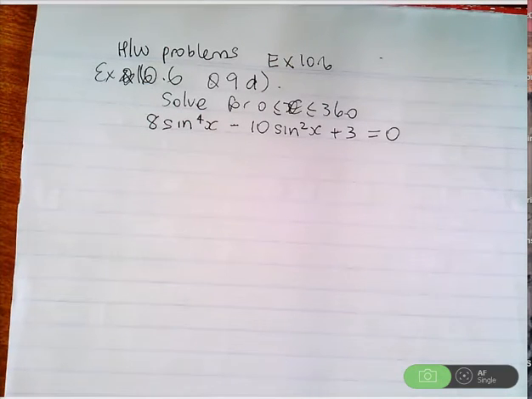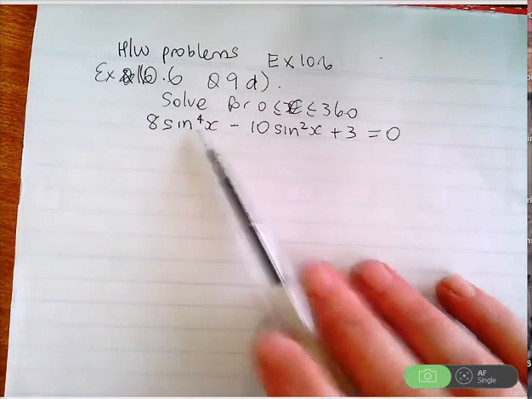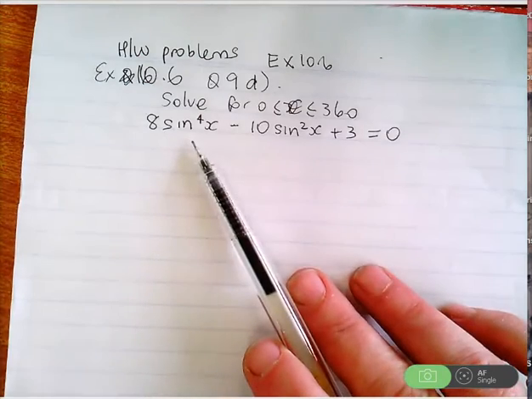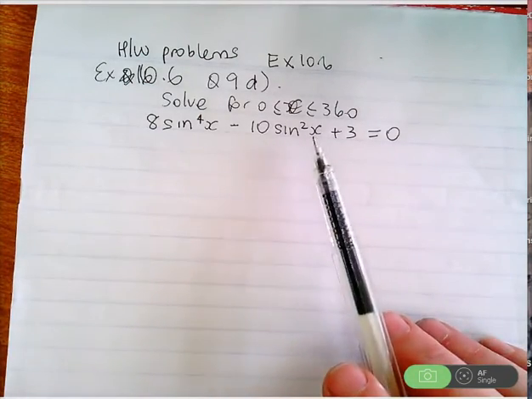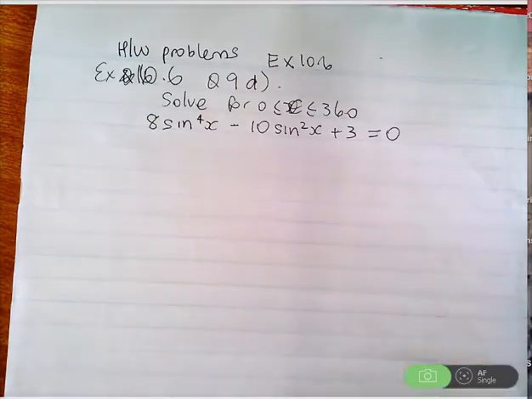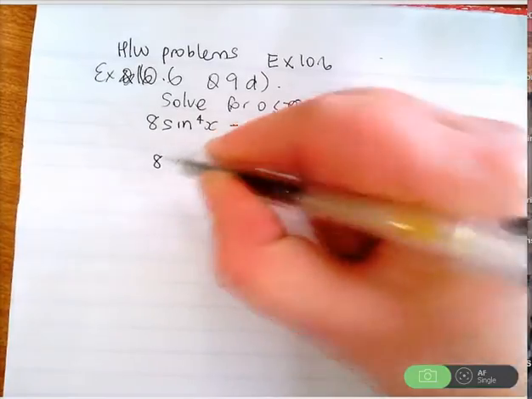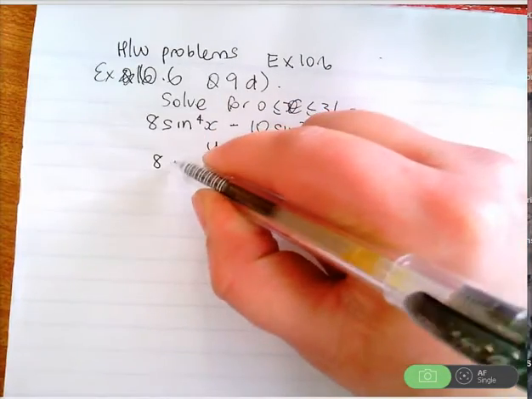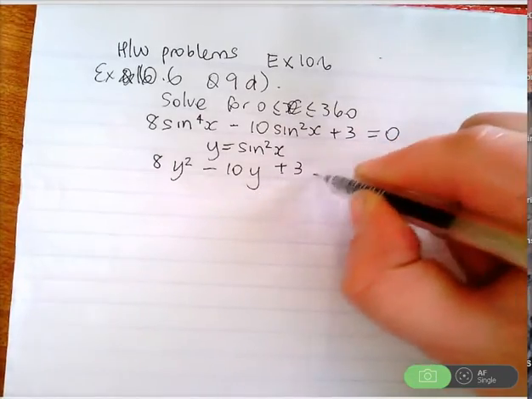All right. So we've got 8. Girls, what sort of equation is this? A quadratic. So we're going to let y equal sine squared x. So we've got 8y squared minus 10y plus 3 is 0.